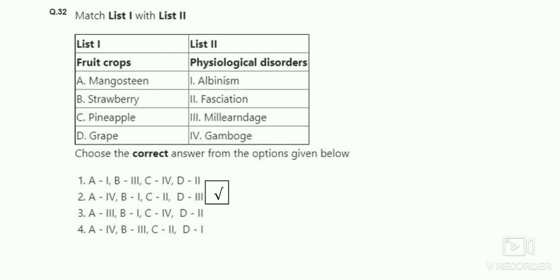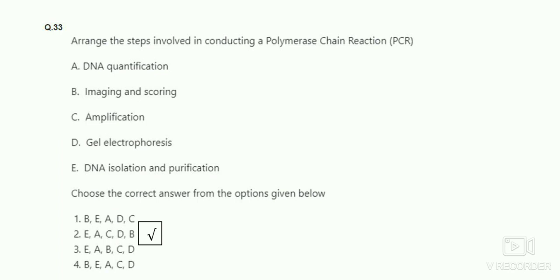Question number 33. Arrange the steps involved in conducting a polymerase chain reaction. So friends, if you have done any work related to PCR, you will do these questions nicely. So just see, first you have to do DNA isolation and purification, then DNA quantification, then amplification, then gel electrophoresis, then imaging and scoring. So the second option was right.